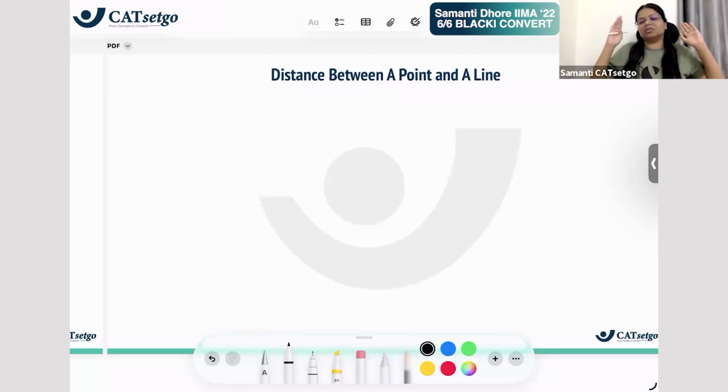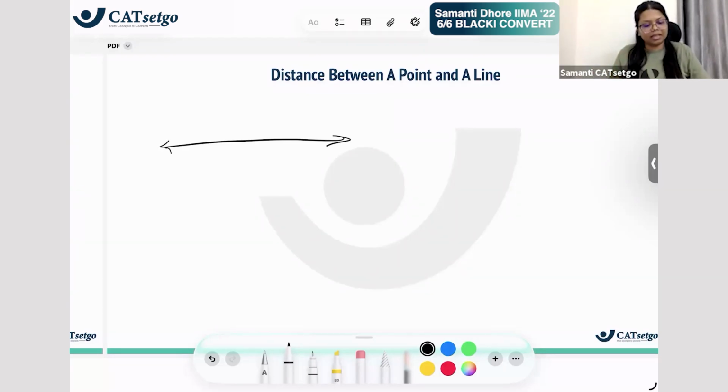Very good. Now we come to the last concept of the class. Rather, the most important one, because this also sets the context of what we are going to learn in the next part of coordinate geometry, and that would be a little more difficult questions, right? So here the segment is distance between a point and a line. You're supposed to find the distance between a point and a line.